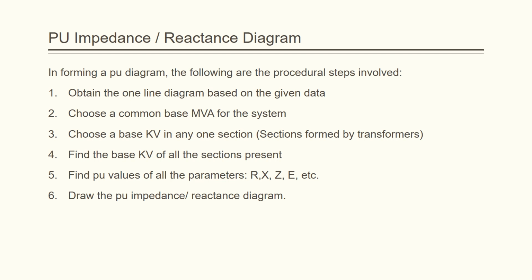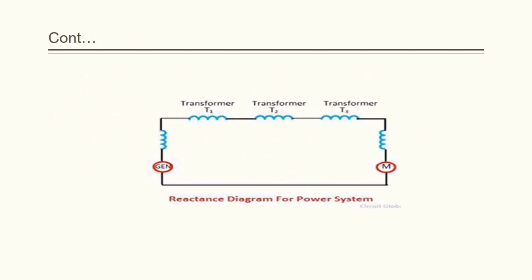So here I have listed out the steps involved for the reactance diagram. Next, here you can see the reactance diagram. Here we are not going to plot the equivalent circuit. We will be neglecting certain terms and plotting only the reactance. For the generator you have the generator EMF and the reactance, then the transformer reactance, transmission line reactance, and the transformer 2 reactance followed by the load reactance. So this is how the reactance diagram will be.